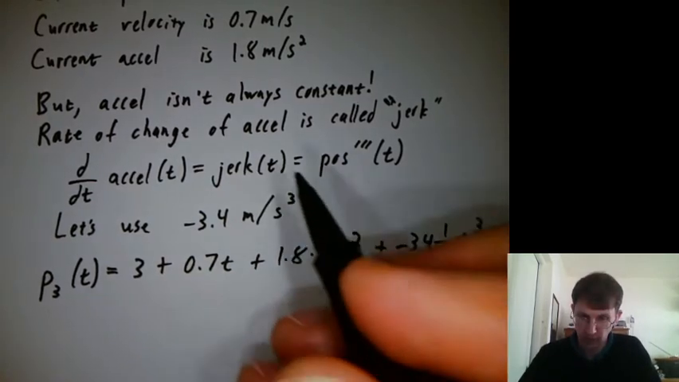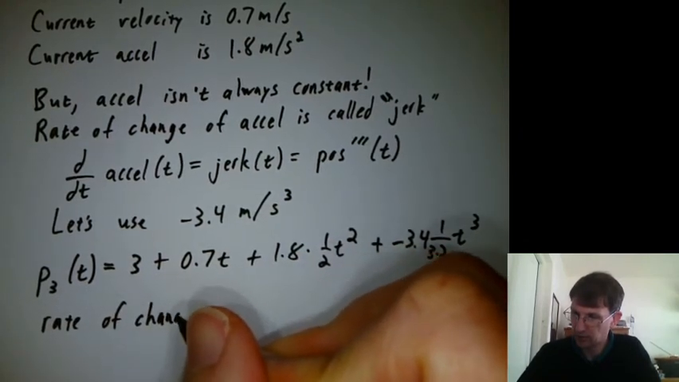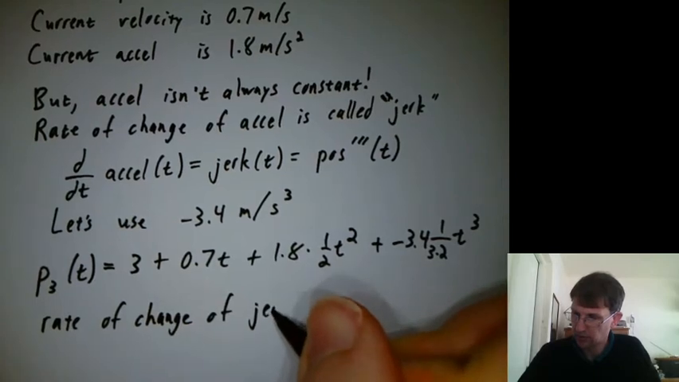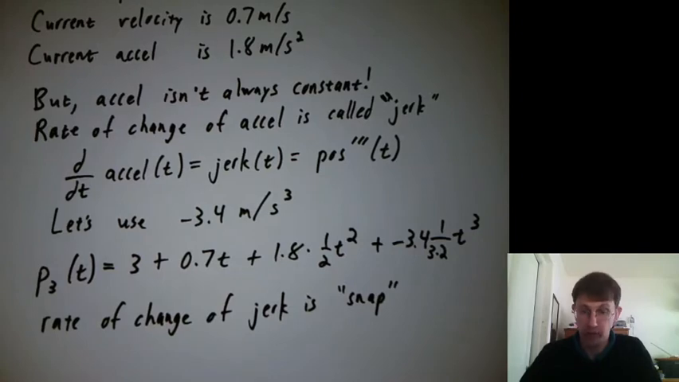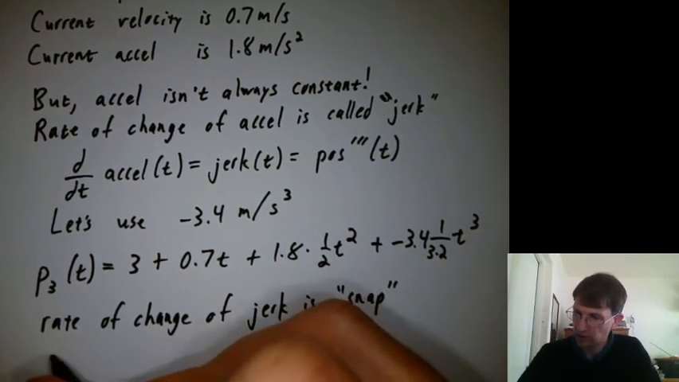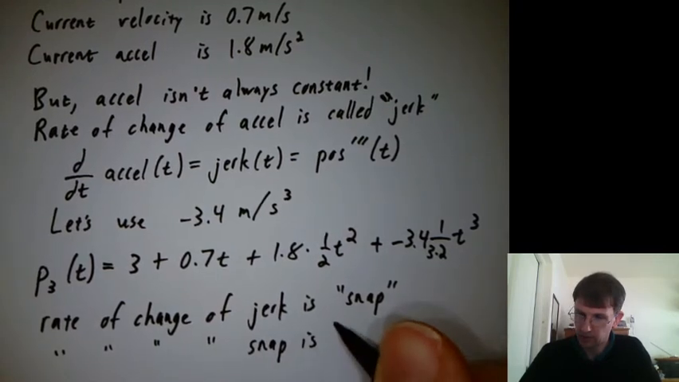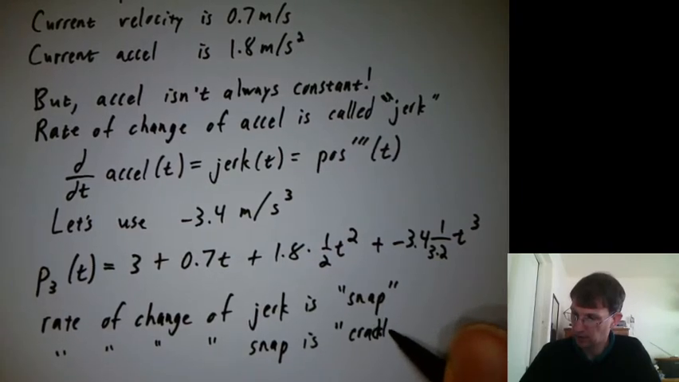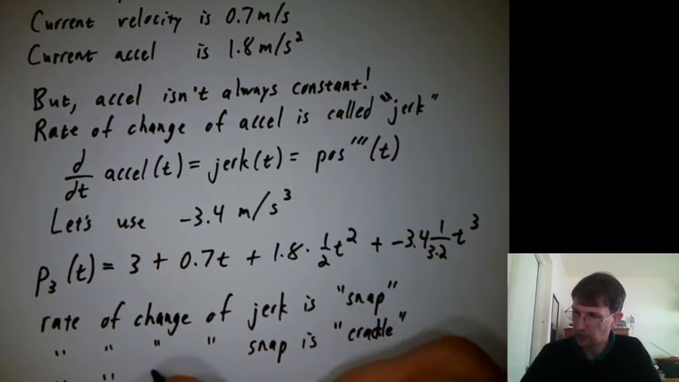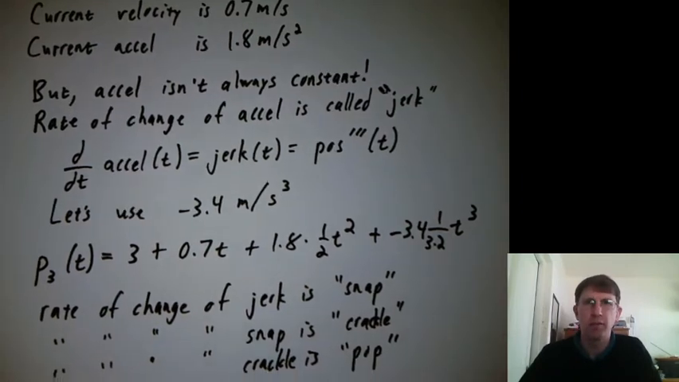There's even names for other derivatives. The rate of change of jerk is called the snap. That would be the fourth derivative of position. The rate of change of snap is called the crackle. And then the rate of change of crackle is called the pop.